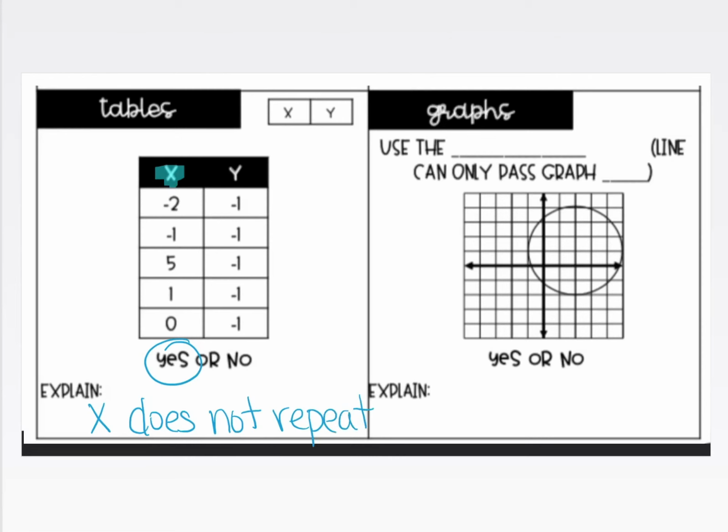Now with graphs, there's a specific way to tell if our graph is a function or not. It's called using the vertical line test. If we draw a vertical line through our graph, it can only pass through the graph or hit the graph once.